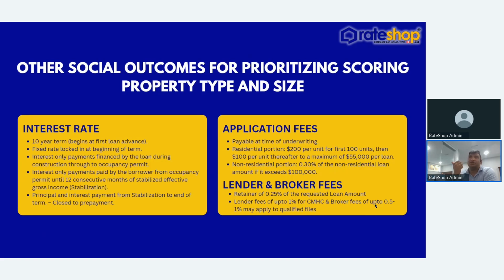Because the amortization is about 50 years, you actually end up choosing sometimes 5 to 10 years or 11 years, or sorry, 15 years as well. So there are those programs available as well. Application fees are payable at the time of underwriting.